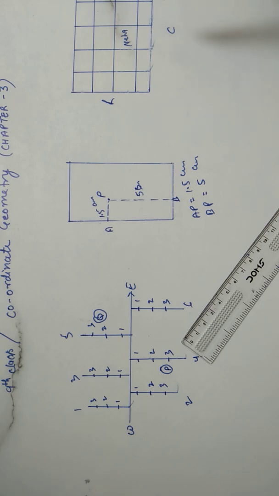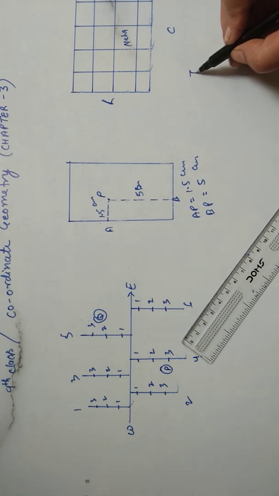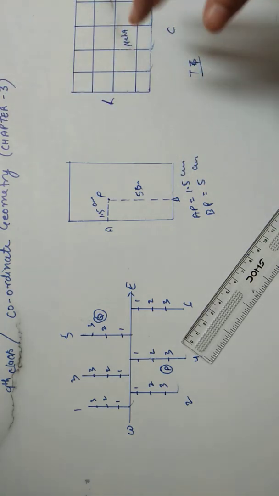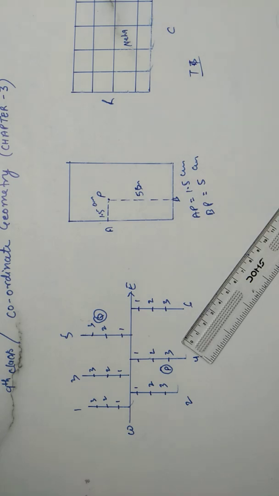For example, consider that you are sitting in a classroom. This is the teacher's table, and this is the classroom. Your benches and tables are arranged in columns and rows, and I want to find the position of a particular student. I am giving a name: a student Neha is there, and I want to find her position.